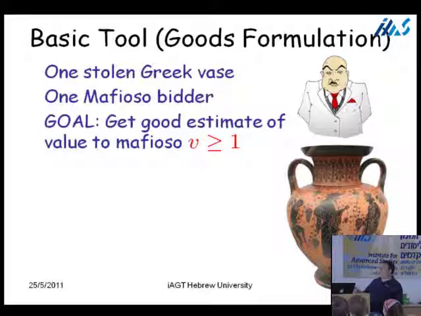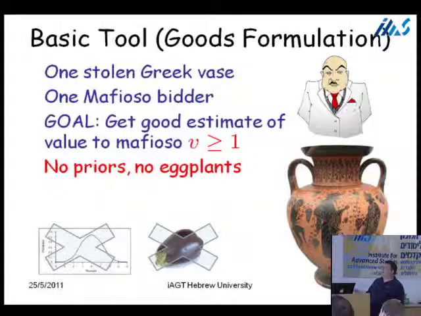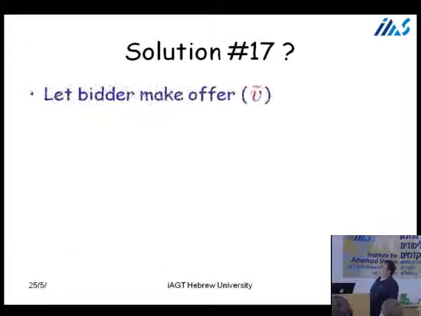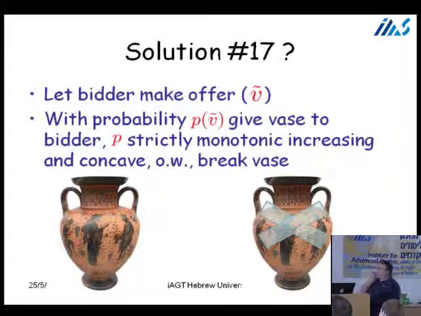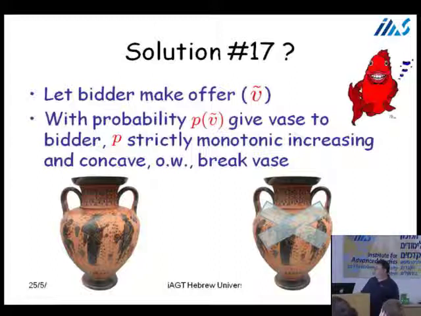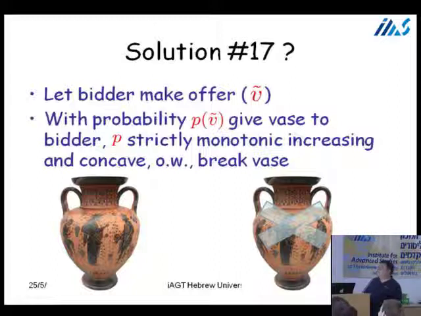So our goal is to get a good estimate of the value of this vase, this beautiful thing, to the mafioso over here. There are no priors and no other assumptions. Okay. So let's consider the following solution. Let the bidder, the mafioso, make an offer, V tilde. And now we're going to give him this thing with probability P of V tilde.